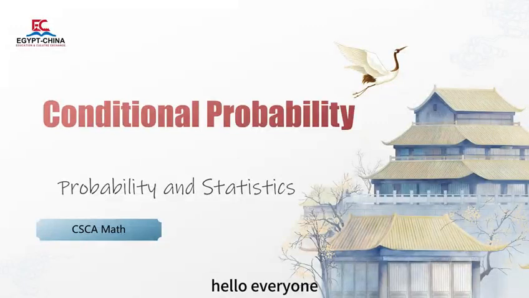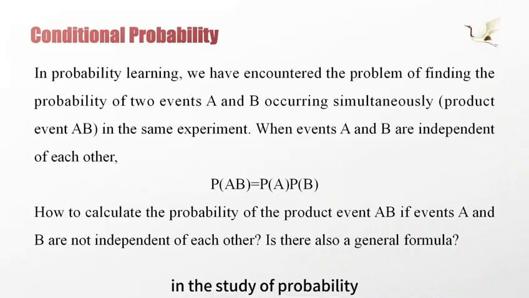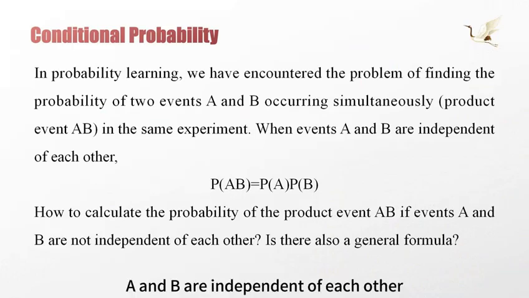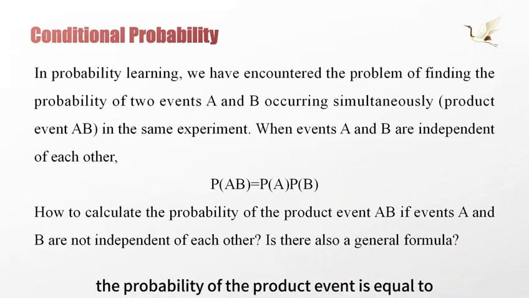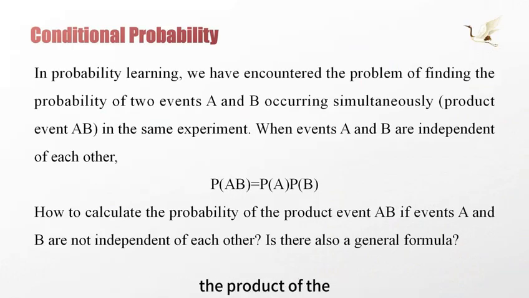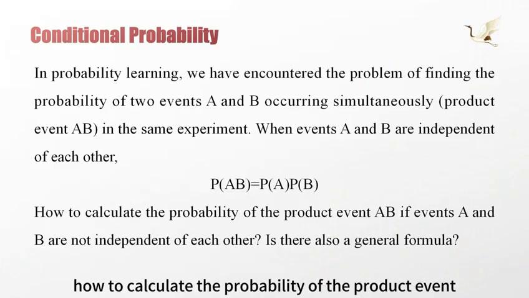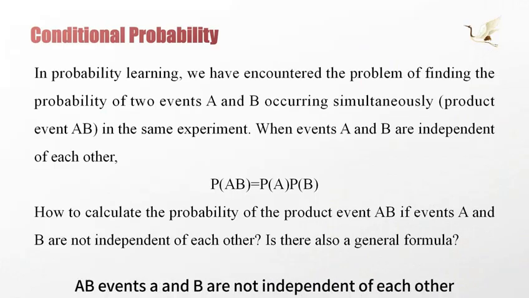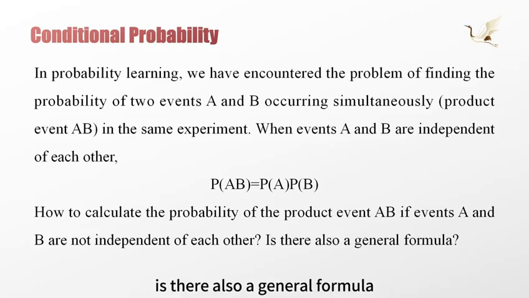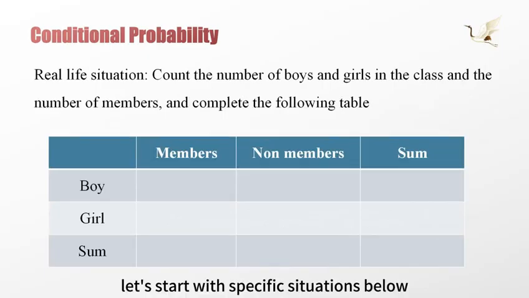Hello everyone! In the study of probability, we know that when two events A and B are independent of each other, the probability of the product event is equal to the product of the probabilities. How to calculate the probability of the product event AB if events A and B are not independent of each other? Is there also a general formula? Let's start with specific situations below.